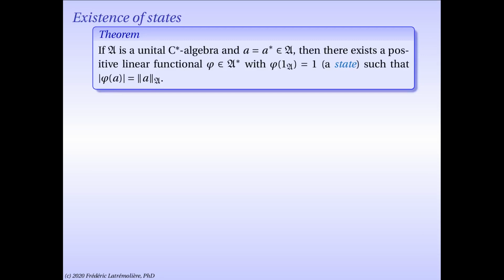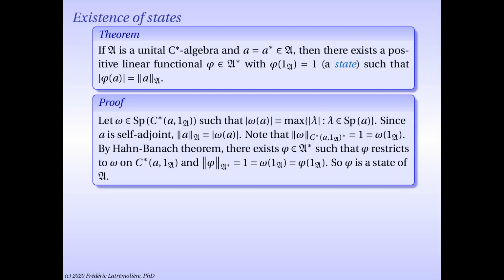So here's our main existence theorem about positive linear functionals. Again, we work within a unital C-star algebra. Let A be a self-adjoint element within that C-star algebra. Then there exists a positive linear functional, phi, which maps the unit to 1 and so that the absolute value of phi of A equals the norm of A. Remember, A is self-adjoint, phi is a positive linear functional, so it's self-adjoint, so phi of A is a real number. So let's prove this result.